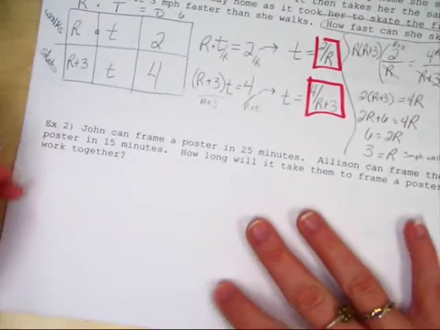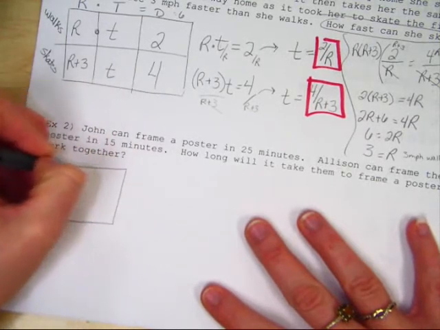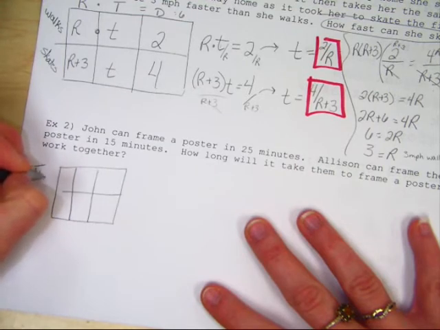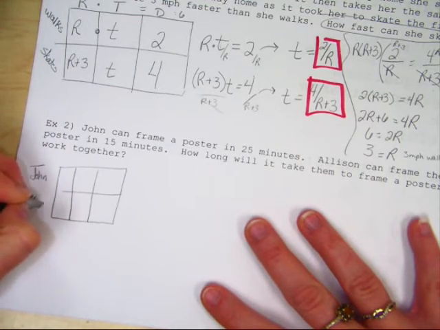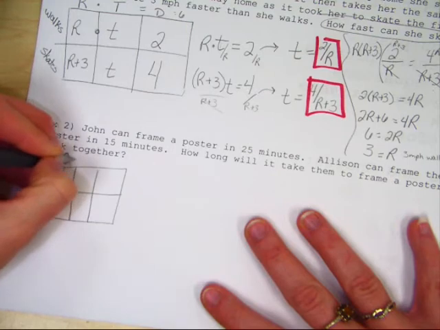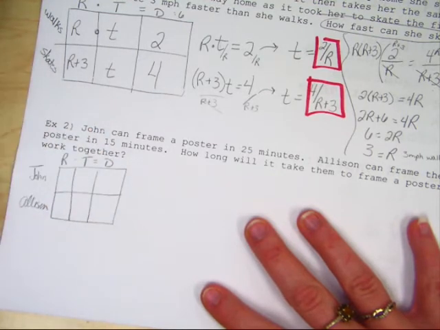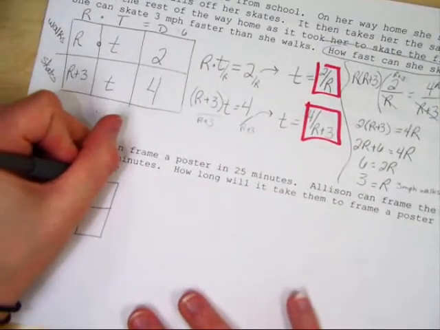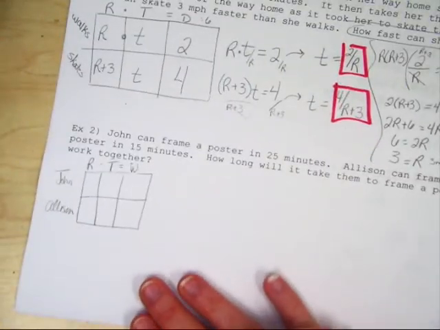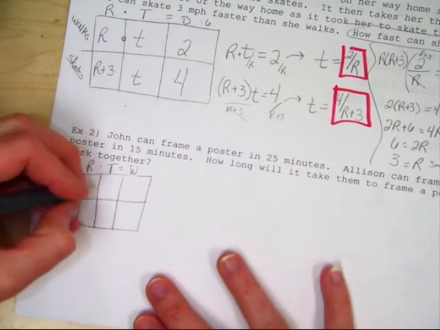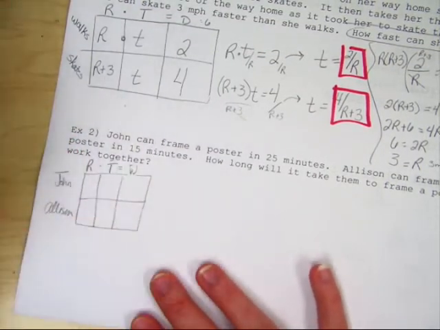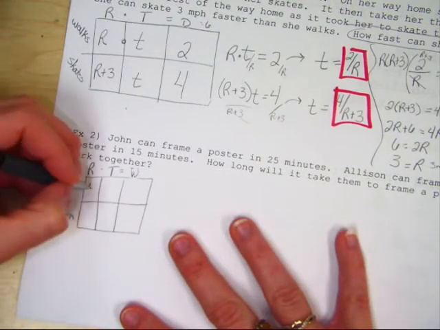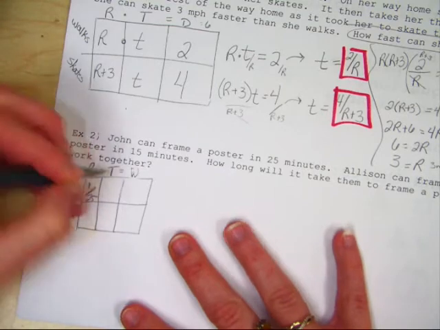This is a work problem. Two people are doing work. So we have John and we have Allison. We know that rate times time equals distance, rate times time equals work in this problem. So we need to fill things in accordingly. A lot of people think that John's rate is 25. Well, it's not. John's rate is one poster in 25 minutes.